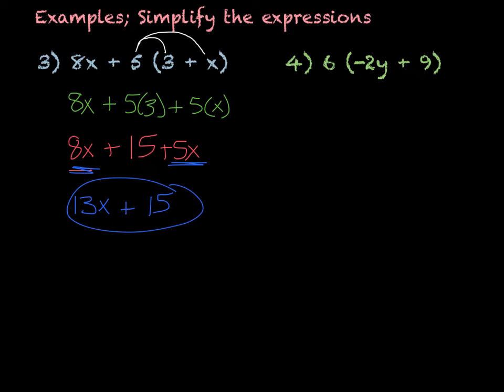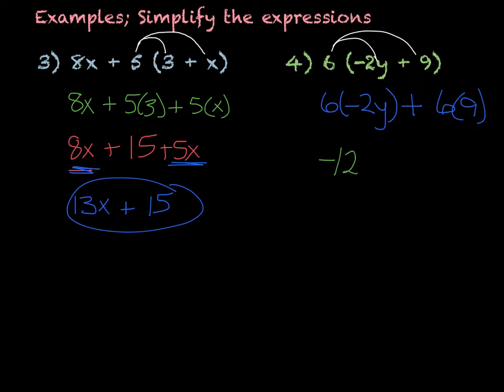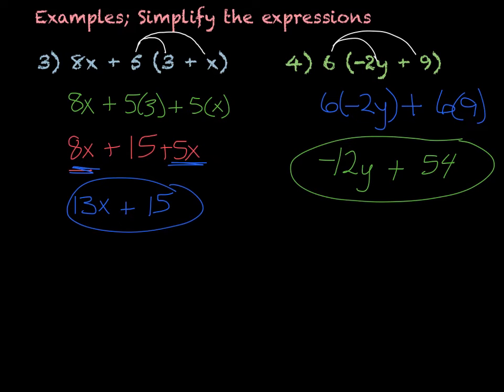Example 4. We're going to distribute our 6 in. That's going to give me 6 times negative 2y plus 6 times 9. 6 times negative 2 is negative 12y, plus 6 times 9 is 54. So that is your final answer, negative 12y plus 54.